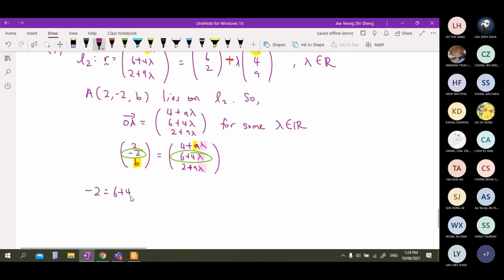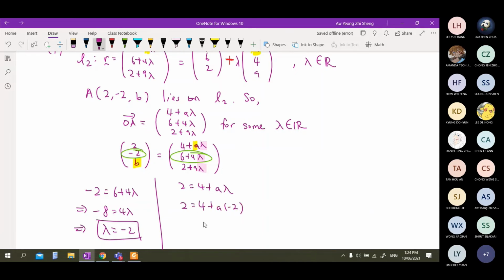Minus 2 equals 6 plus 4 lambda. This implies that negative 8 is 4 lambda, which implies that lambda is minus 2. And then you would equate the first component. 2 equals 4 plus A times minus 2. Minus 2 is A times minus 2. A is 1.